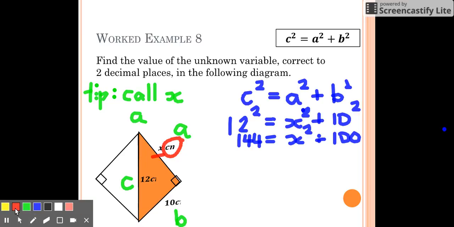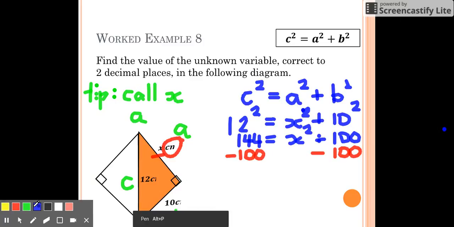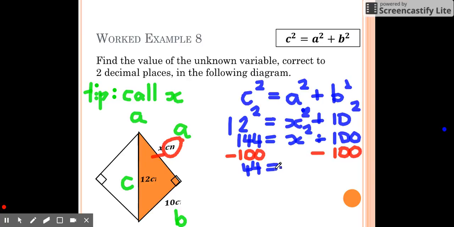Now, I'm going to want to get this X on its own, so I need to find a way to get rid of the 100. At the moment I'm adding 100. The opposite to adding 100 is taking 100. If I take 100 from there, I've got to take 100 from this side as well. So 144 take 100 is 44 equals X squared. And 100 take 100 is 0.